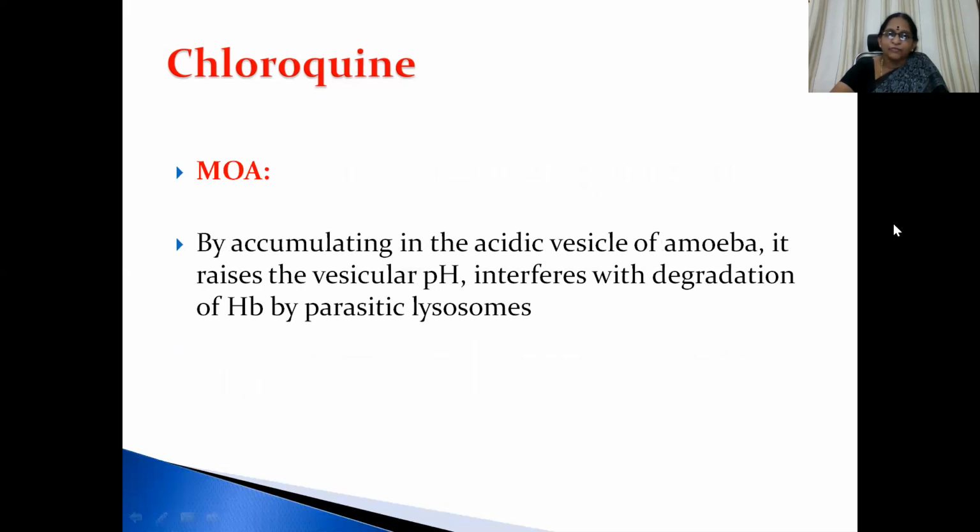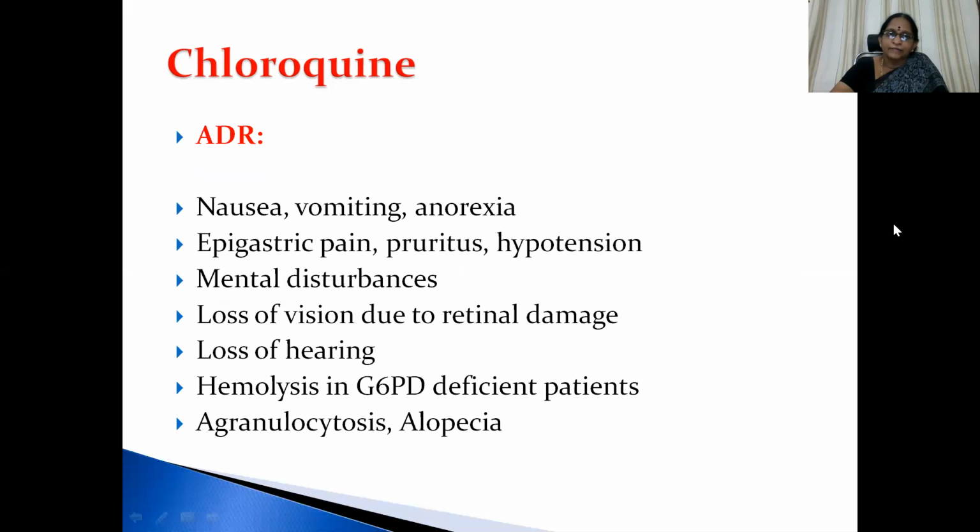Mechanism of action is by accumulating in the acidic vesicle of amoeba. It raises the vesicular pH, interferes with degradation of hemoglobin by parasitic lysosomes. So you can see the altered lab findings here. Then ADR: nausea, vomiting, anorexia, epigastric pain, pruritus, hypotension, mental disturbances. We need to pay attention to this.